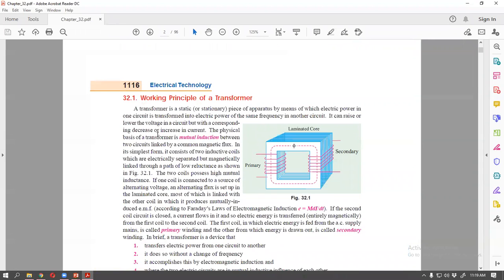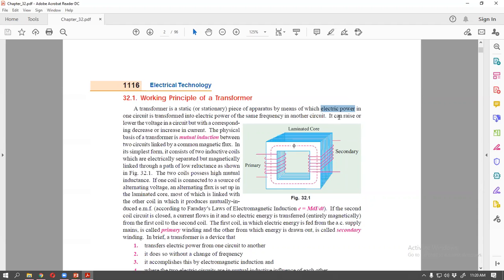This is the transformer. A transformer is a static machine, one kind of static machine. It is an apparatus by means of which the electric power in one circuit is transferred to another circuit.